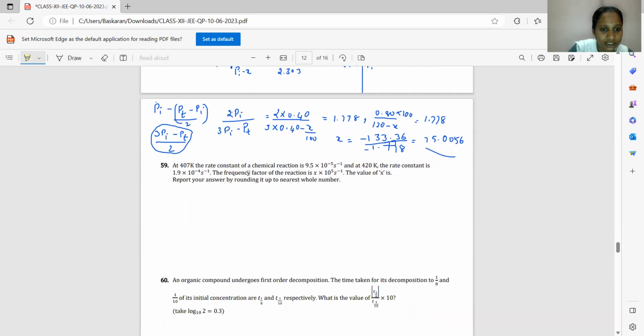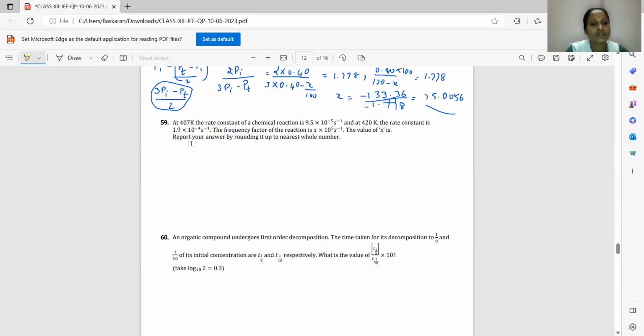So now let us take up the next question. What is the next question? At 407 Kelvin, the rate constant of the chemical reaction is 9.5 into 10 power minus 5 second inverse, and at 420 Kelvin, the rate constant is this. The frequency factor of the reaction is x into 10 power 5 second inverse. The value of x is, report your answer by rounding it off to the nearest whole number. Okay, fine. Basically, we need to determine the pre-exponential factor of the Arrhenius equation.